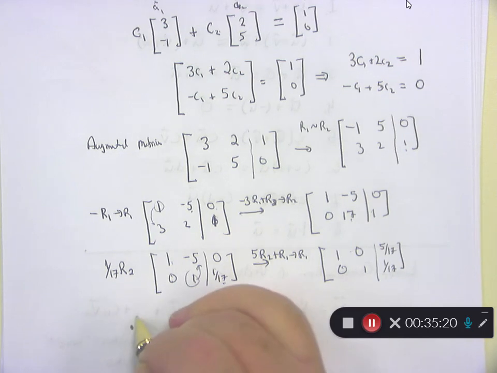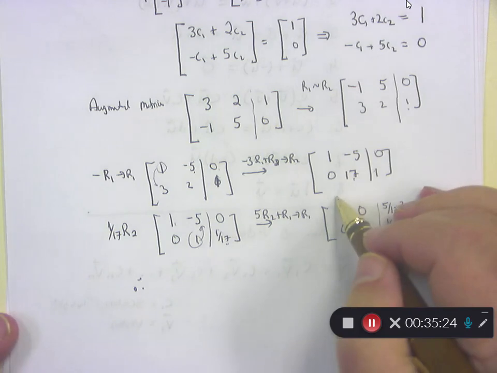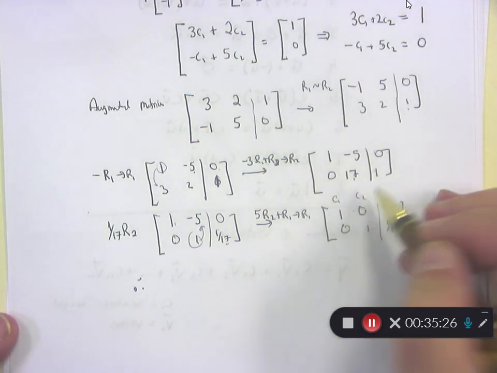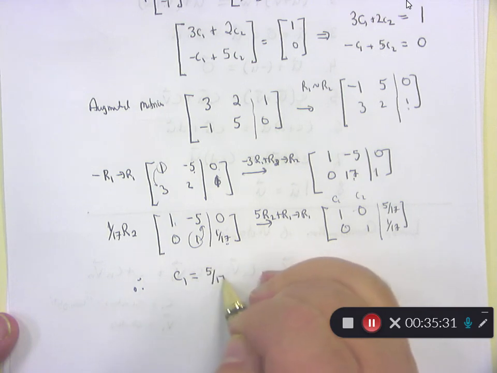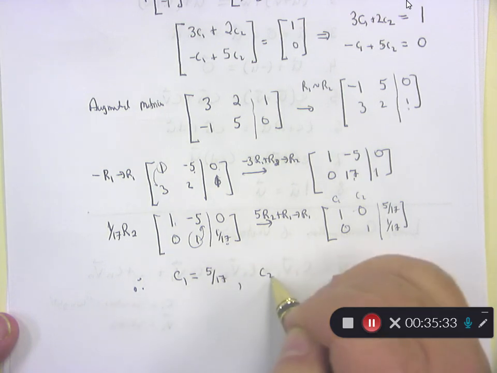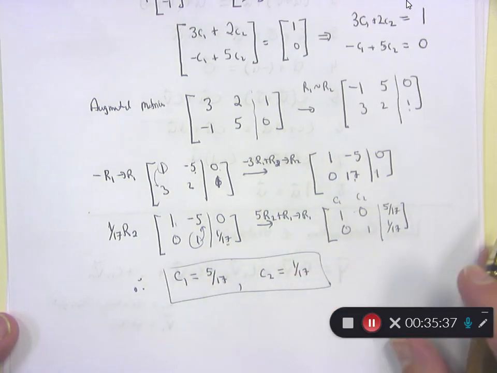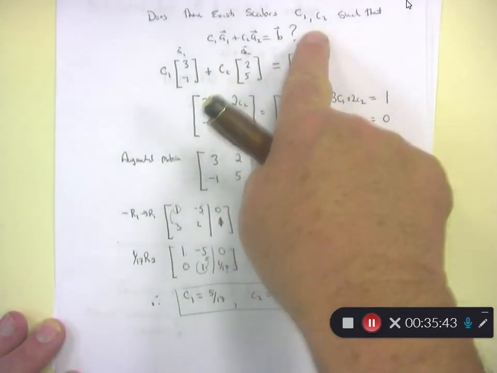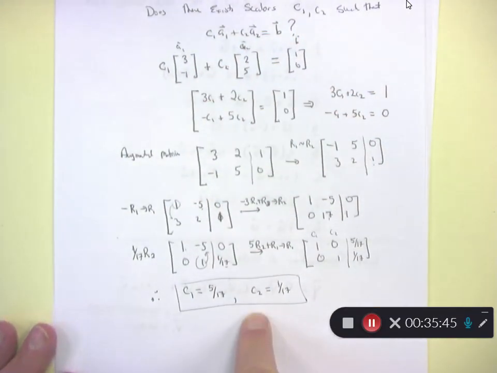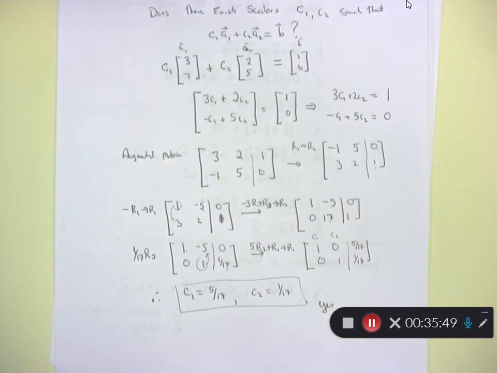And what do we discover? The three dots in a triangular fashion mean this represents the C1 variable, and this represents the C2 variable. So the C1 scalar had to be 5/17, and the C2 scalar had to be 1/17. So the answer to the question, does there exist scalars C1 and C2 such that we can have this equation, is yes. C1 is 5/17 and C2 is 1/17.